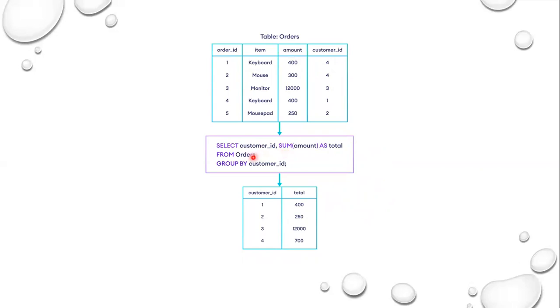when you execute the query, what will happen? It will group by the customer ID. For example, customer ID 1, the total is 400. Similarly, customer ID 2, the value is 250. Similarly, customer ID 3 has a total of 12,000. At last, customer ID 4 has the value of 700, because 400 plus 300 is 700. Like that it will give the information.